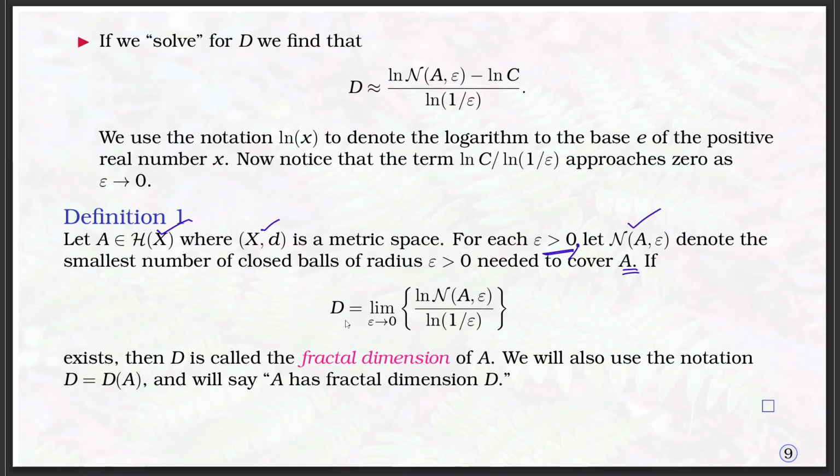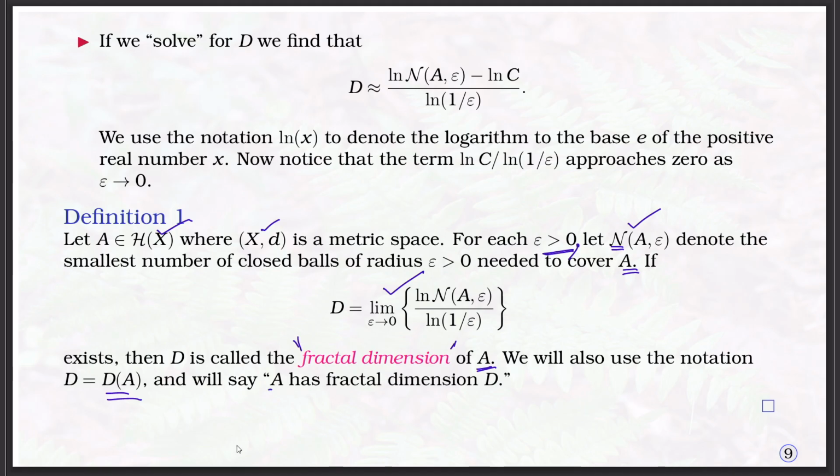and if D equals the limit epsilon tends to 0 of the natural logarithm of that number of boxes required to cover the set A by closed balls of radius epsilon, the closed ball radius is given here, over ln of 1 by epsilon. If this limit exists, then D is called the fractal dimension of the set A. We will also use the notation D equal to D of A to say the fractal dimension of a set A.